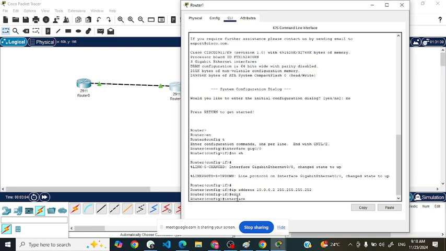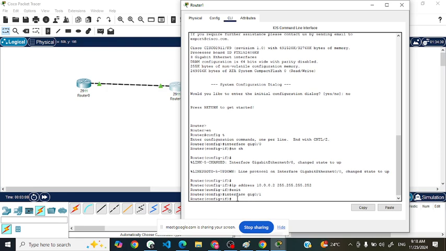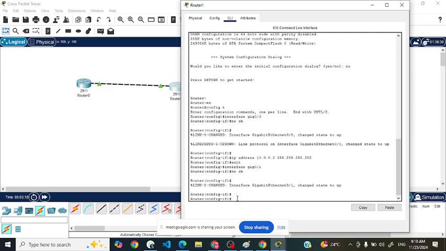So for the next interface, gig 0/1, Lakshman, yes, sir, command. No shutdown. If I want to give a /30 with the 11th network, IP address 11.0.0.1 255.255.255.252.